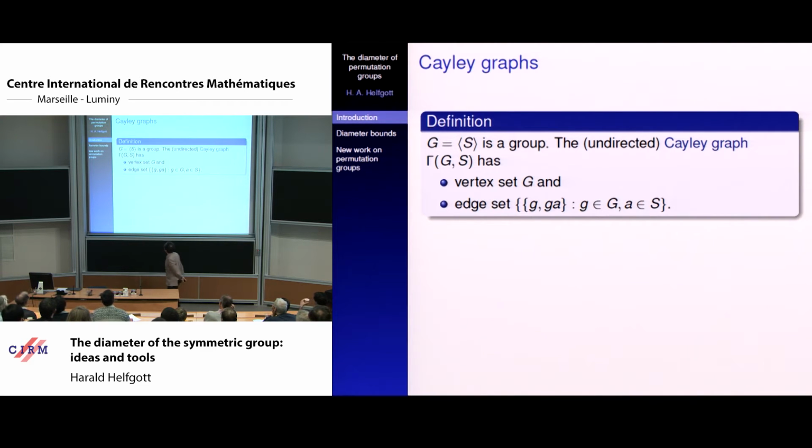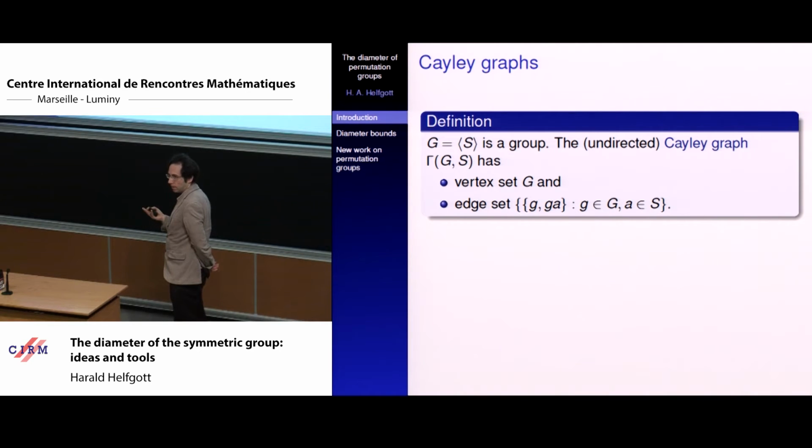So given a group and given a set of generators, I can define a Cayley graph. This is a graph whose set of vertices is just the set of elements of the group, and I will connect two vertices, that is two elements of the group, if their quotient is in the set of generators. Now, by definition, because the set of generators is a set of generators, this graph will be connected. There will always be a way to go from, say, the identity to any element of the group, just by taking products.